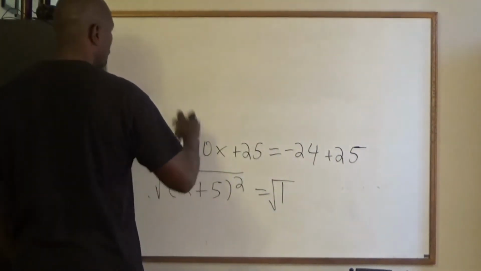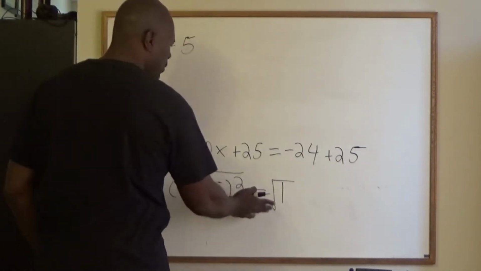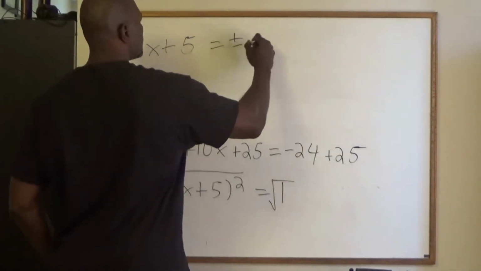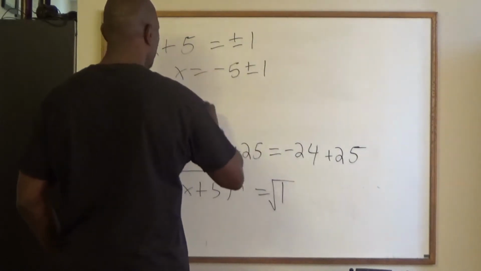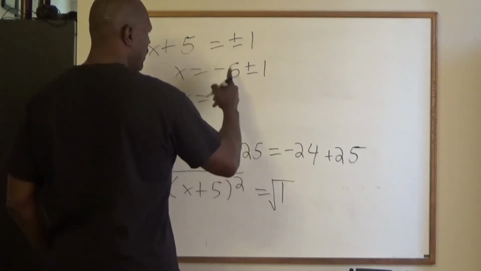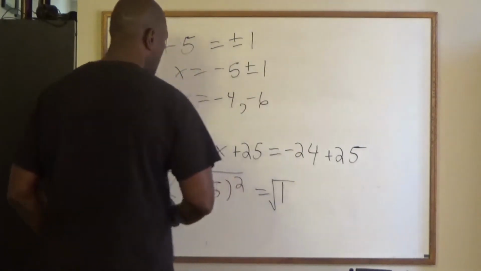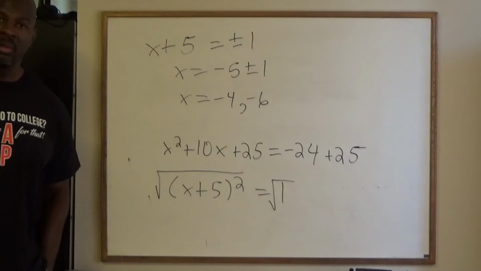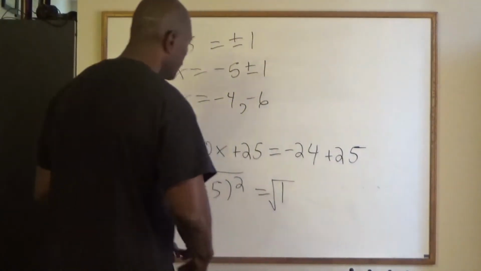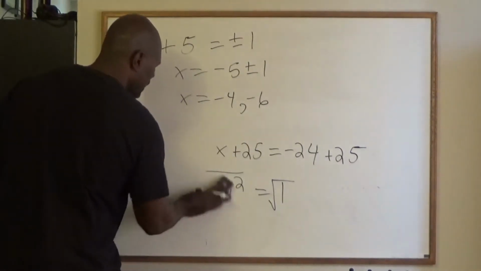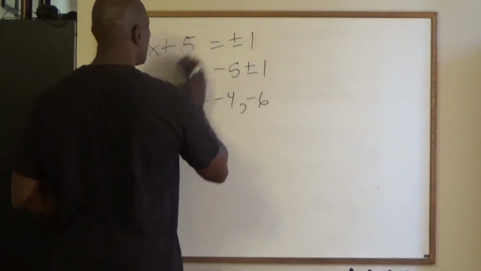If I take the square root, this will be x plus 5. And the square root of this would be plus or minus 1. So x will be negative 5 plus or minus 1. Negative 5 plus 1 is negative 4. Negative 5 minus 1 is negative 6. So the answer by completing the square will be negative 4 and negative 6. I want to do one more example of this, and then I'll show you how this is used to find the quadratic formula.